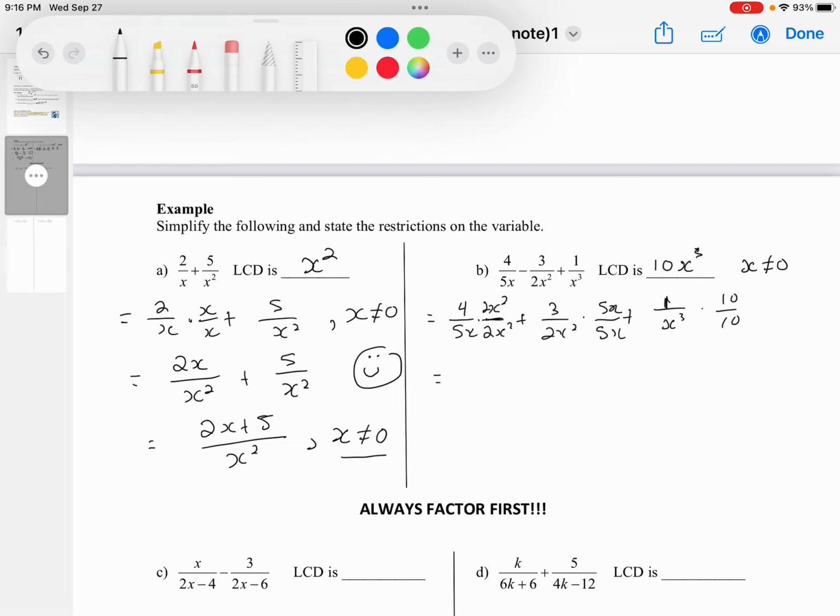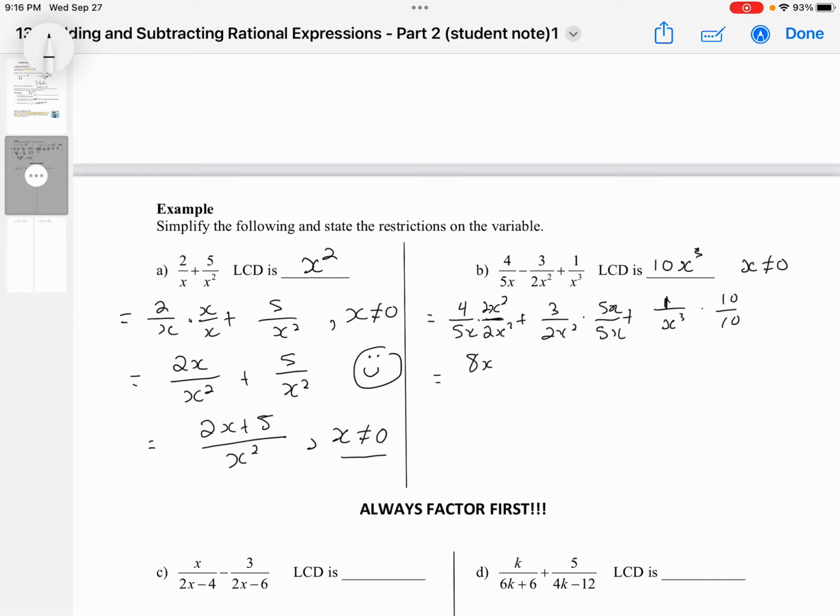Tidy up a bit here. 8x squared over 10x cubed plus 15x over 10x cubed plus 10 over 10x cubed. If you're happy, good. If you're unhappy, you're probably unhappy I didn't distribute. But I don't distribute here because it's all multiplication. There's no adding or subtracting in any of these denominators. Distribution is for when you have things that are added and subtracted.